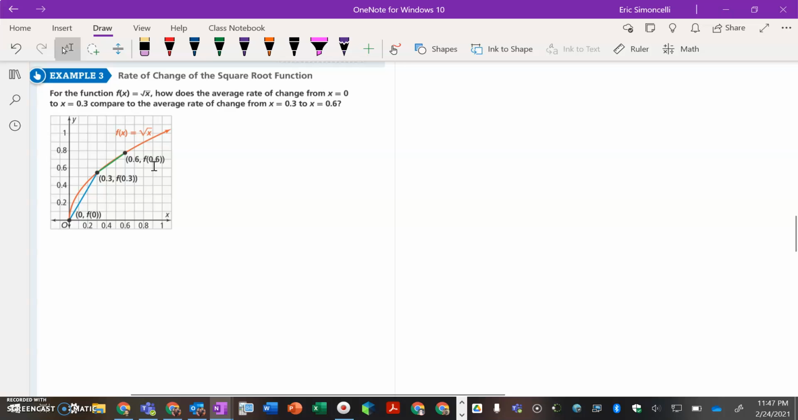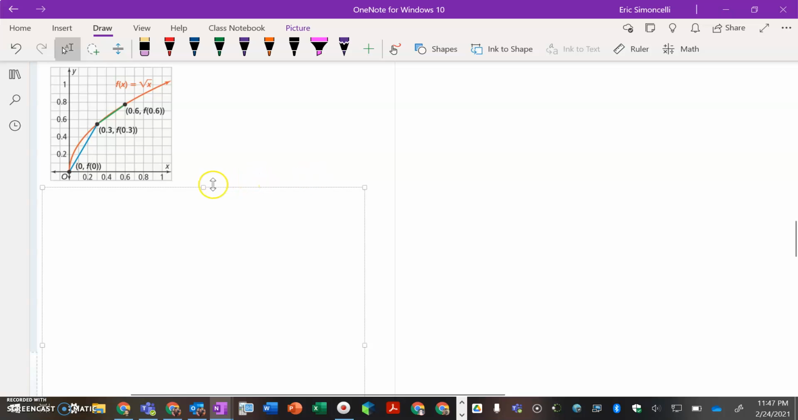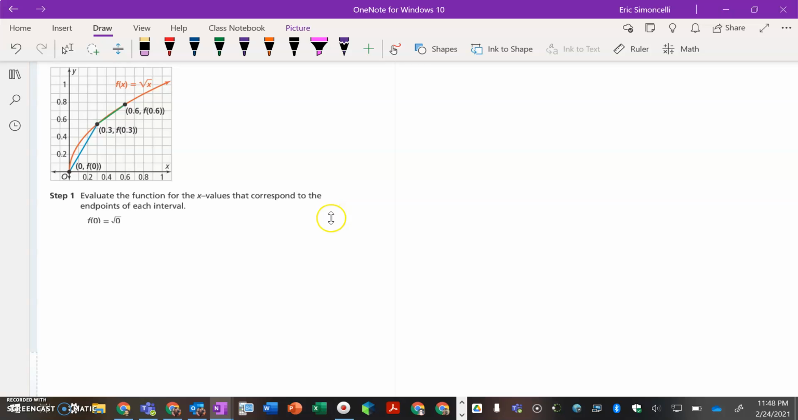So quite literally you'll plug in 0.3 and 0.6 to see what those particular y's are. And then you'll find, using some additional math, the average rate of change. Additionally, denoting again things we've done in the past in similar functions. Evaluate the function for the x values that correspond to the endpoints of each interval. So f of 0, square root of 0, in other words, that's easy.